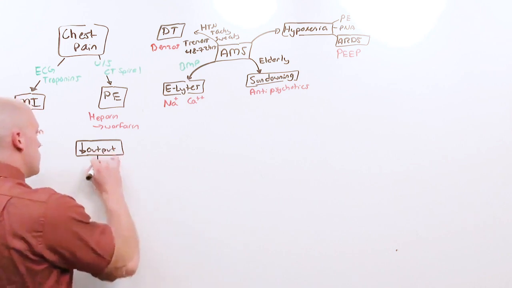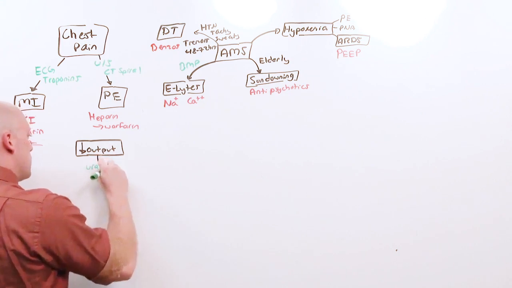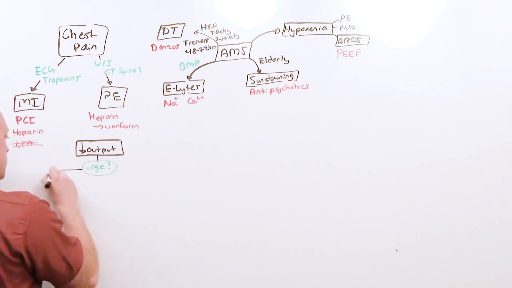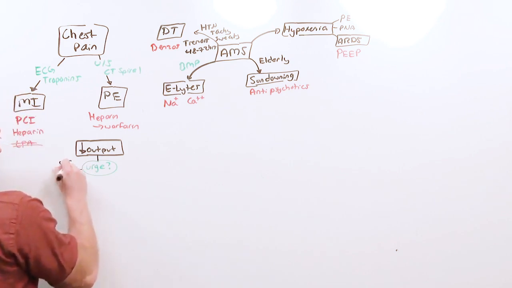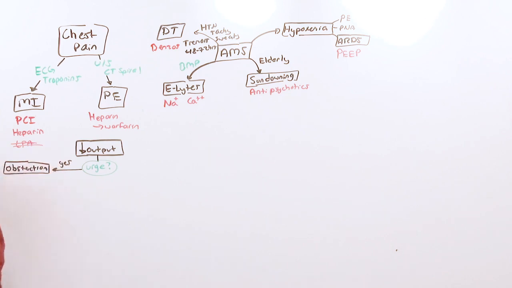The first thing you want to do is ask, is there the urge to void? What you're asking is, is the bladder full? If the answer is yes, that means they have some sort of obstructive picture. And you can evaluate this obstruction with a bladder scan or simply doing an in and out cath.